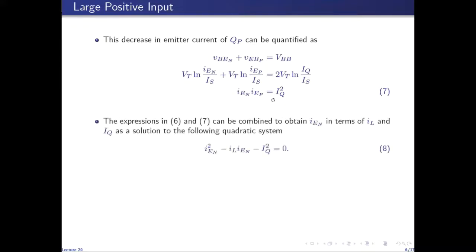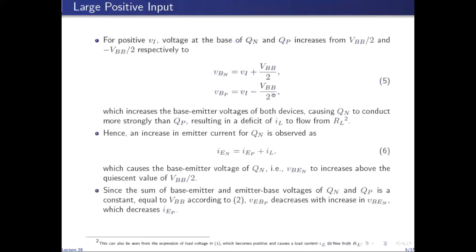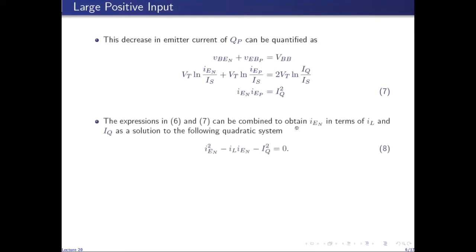So this expression together with this expression can be used to obtain the emitter current for QN in terms of the load current and the quiescent current as a solution of this quadratic system. So this quadratic system gives us IEN as a solution of this equation in terms of IL and IQ.